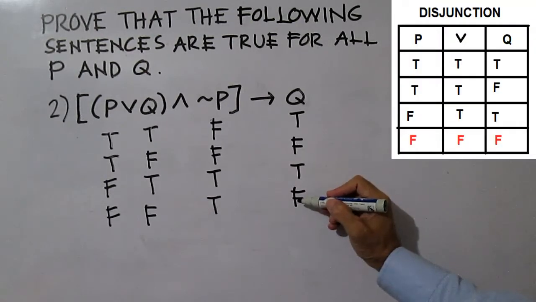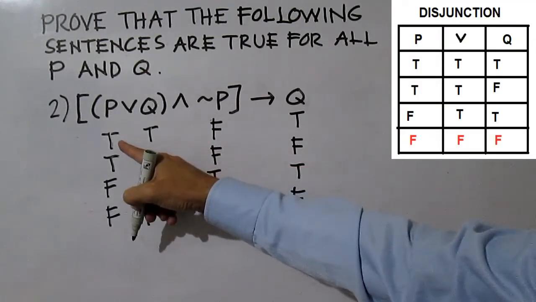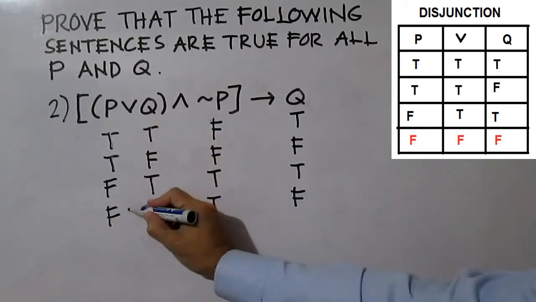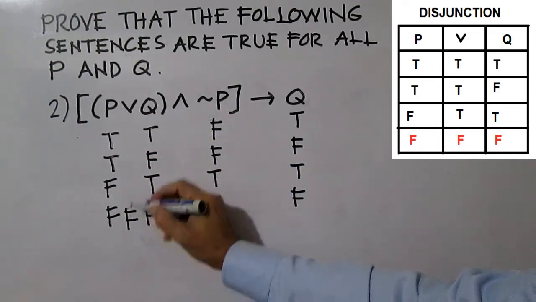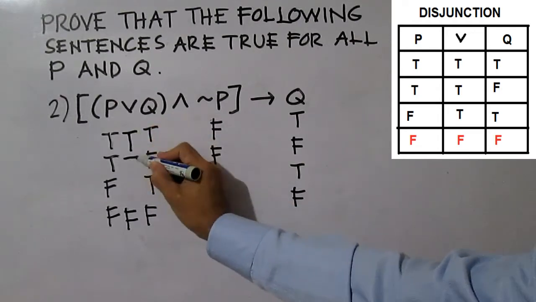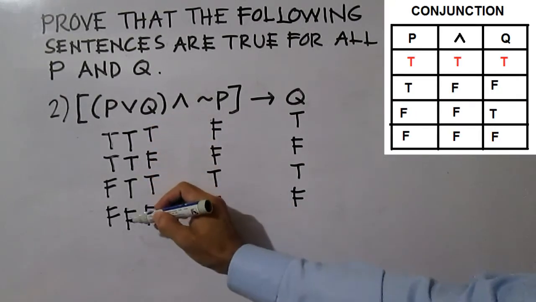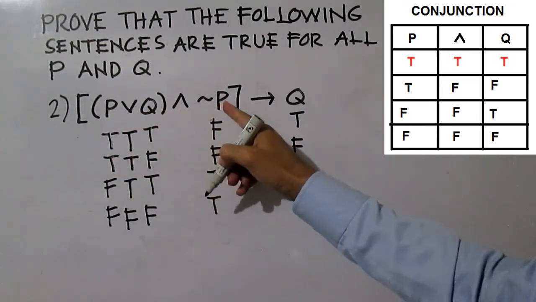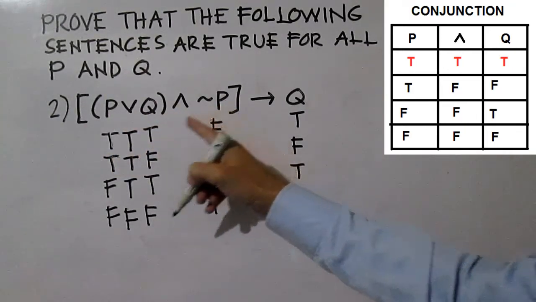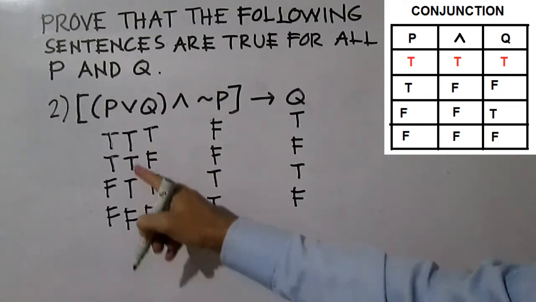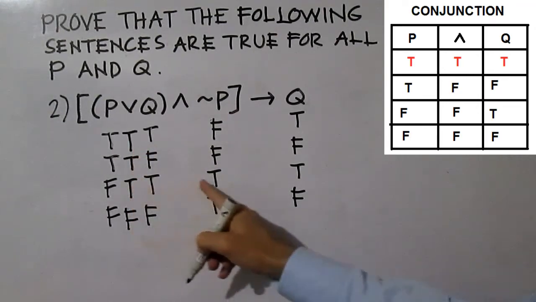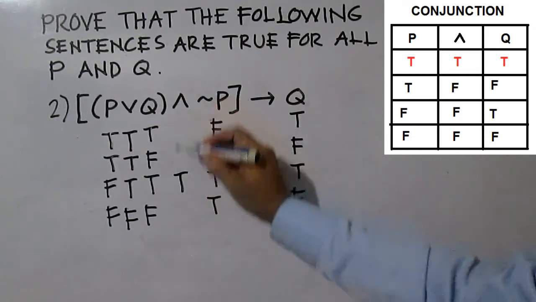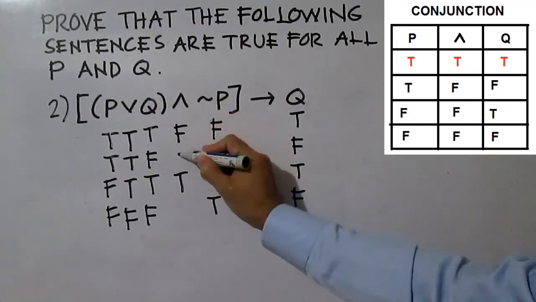For P or Q, if both statements are false, then it's false. The rest are true. For the quantity P or Q and not P, if both parts are true, then it's true. The rest are false.